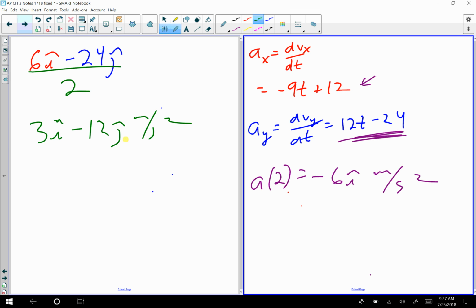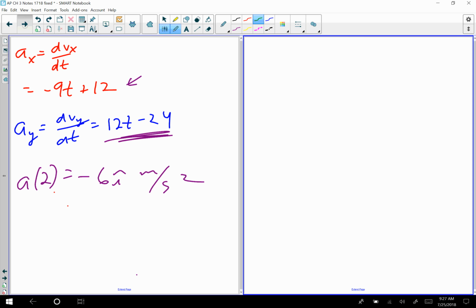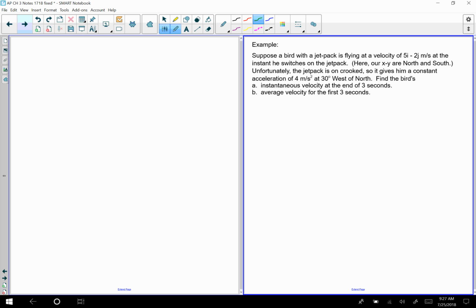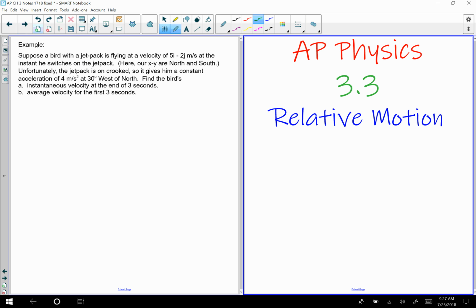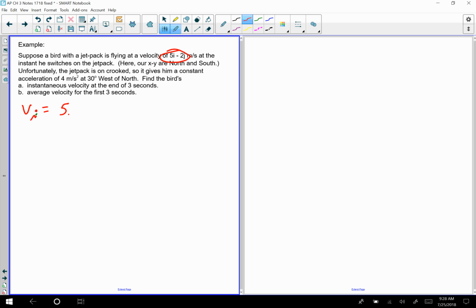Oh, right, okay, so let's see if we can tie this all together in one example. Okay, and this is the last one. Okay, so here we've got a bird with a jetpack, all right? And here's what it tells us. It tells us that the bird has an initial velocity of 5i minus 2j meters per second, okay? If it instantly switches on the jetpack, all right?